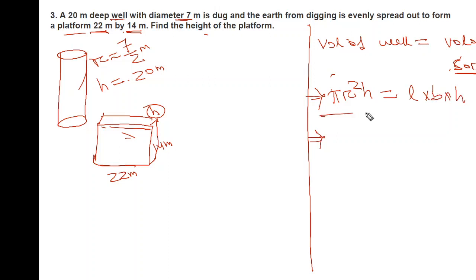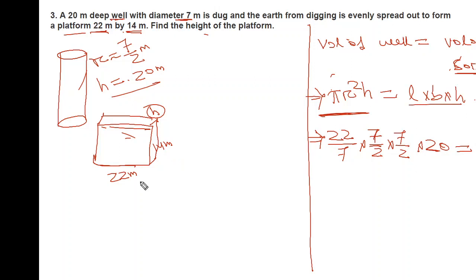Now length and breadth you have, we don't know the height, so we can write length into breadth into height. This implies, now we know the values, you just put the values. Pi's value is 22 by 7 into r, you have r as 7 by 2, so you can write 7 by 2 into 7 by 2 into h, which is 20, equals length into breadth into height. Length is 22, breadth is 14, so 22 into 14 into height.